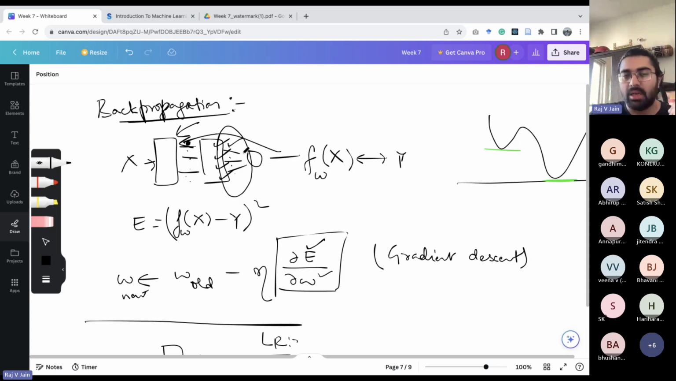You look at all possible effects that you have on the next layer, and then you get the error at this layer, and then you update your weight. That's it.